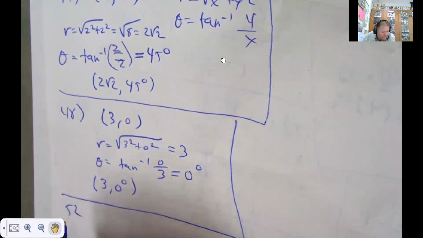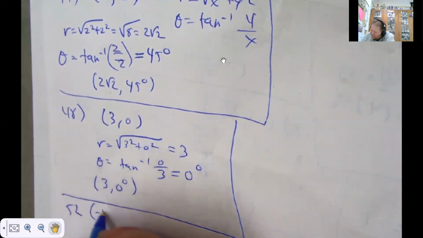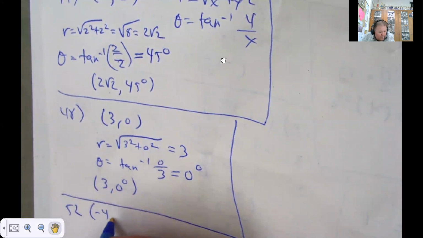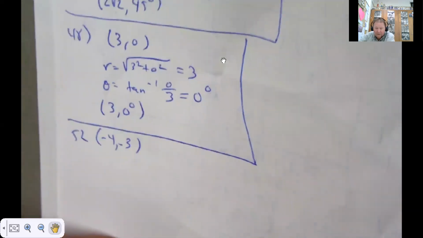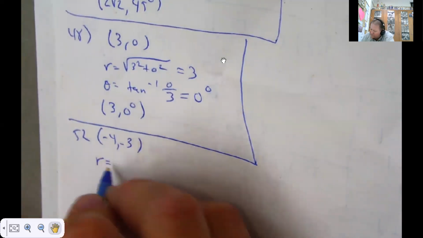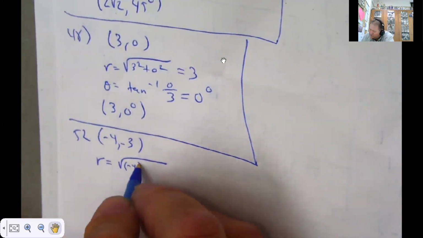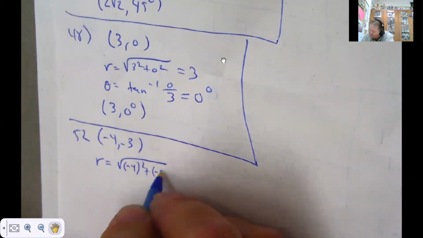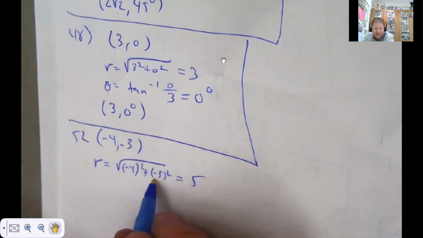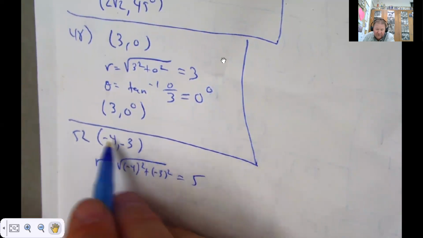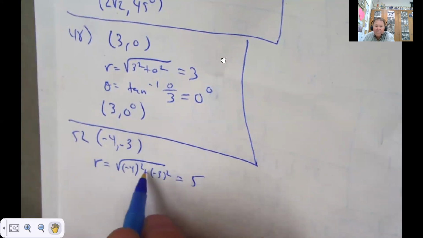52, it's -4 comma -3. So this is going to be r is equal to the square root of -4 squared plus -3 squared, which is 5. If that's okay, right? 16 plus 9, this is the 3, 4, 5 triangle. 2 legs are 3 and 4, it means the hypotenuse is 5. But anyway, that's 16 plus 9, which is 25.